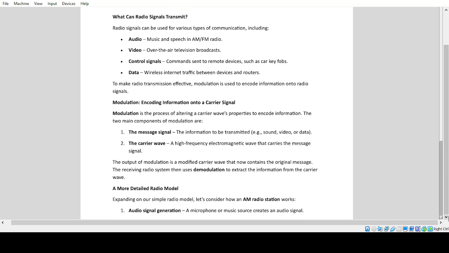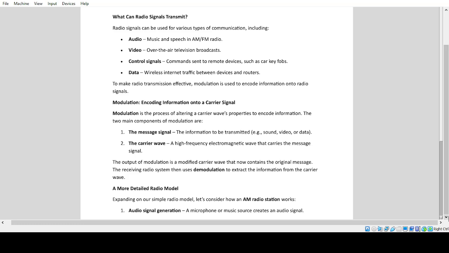What can radio signals transmit? Radio signals can be used for various types of communication, including audio, music and speech in AM/FM radio, video, over-the-air television broadcasts, control signals, commands sent to remote devices, such as car key fobs, data, wireless internet traffic between devices and routers. To make radio transmission effective, modulation is used to encode information onto radio signals.